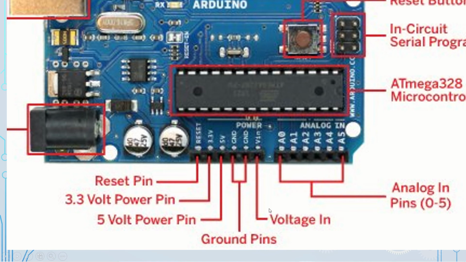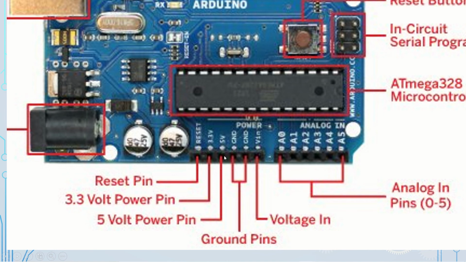Then the next point is these pins. The first pin is a reset pin. The reset pin will work when you give 5 volts to it, and the program will start from zero. Then this is a 3.3 volt power pin. If you need 3.3 volts in your project, you can use this pin as a battery positive. If you have a battery with positive and negative, this 3.3 pin acts as the positive and the ground will act as the negative.